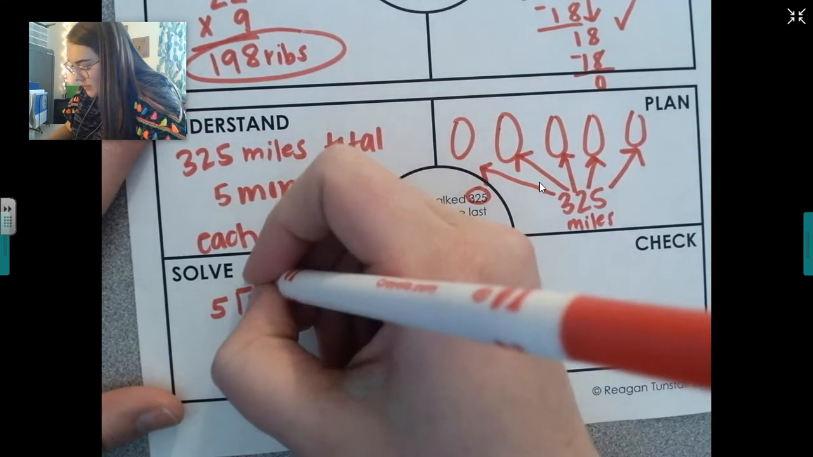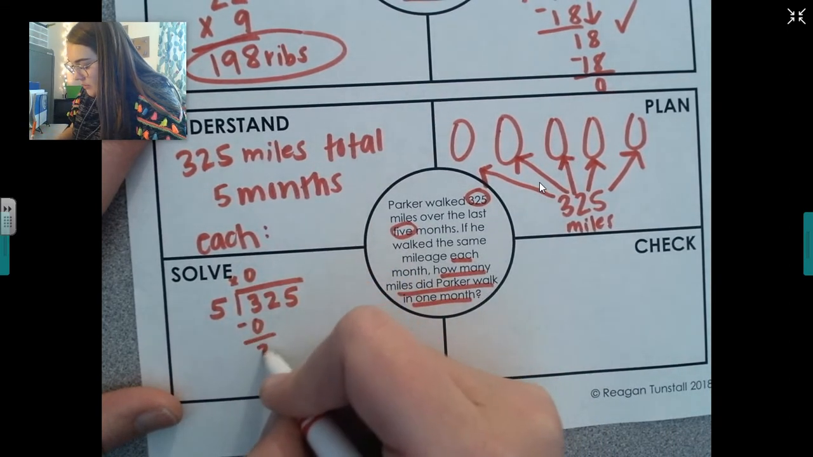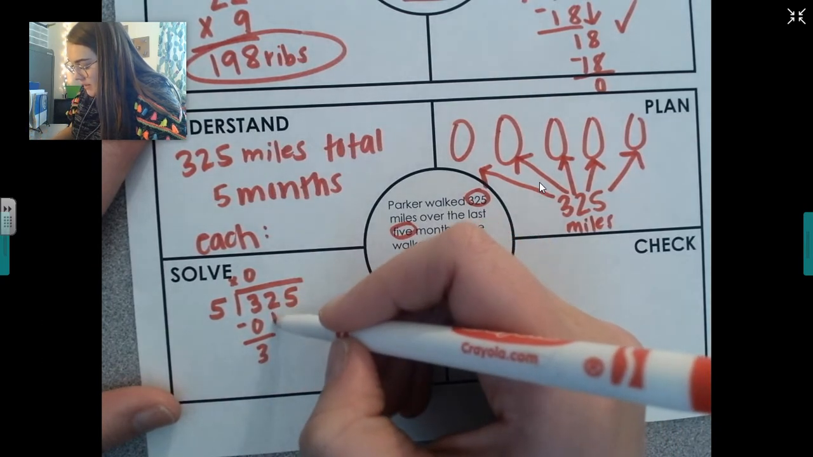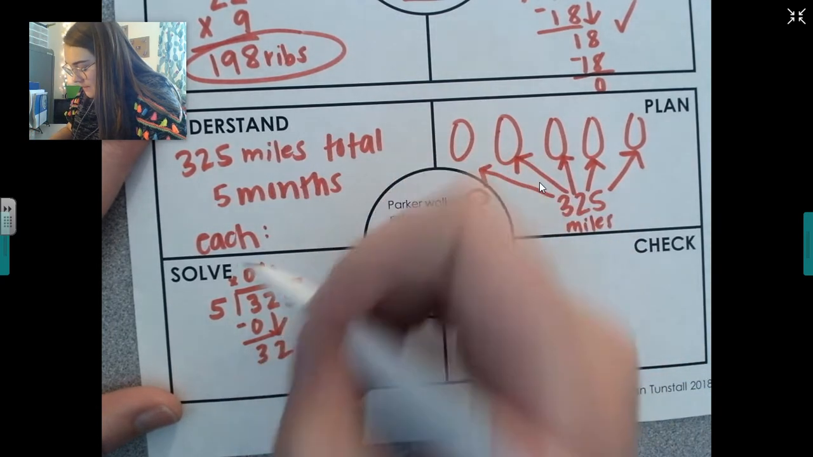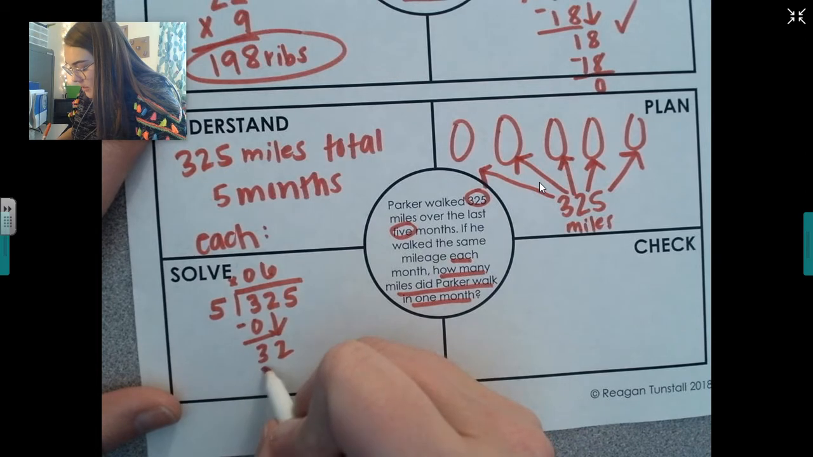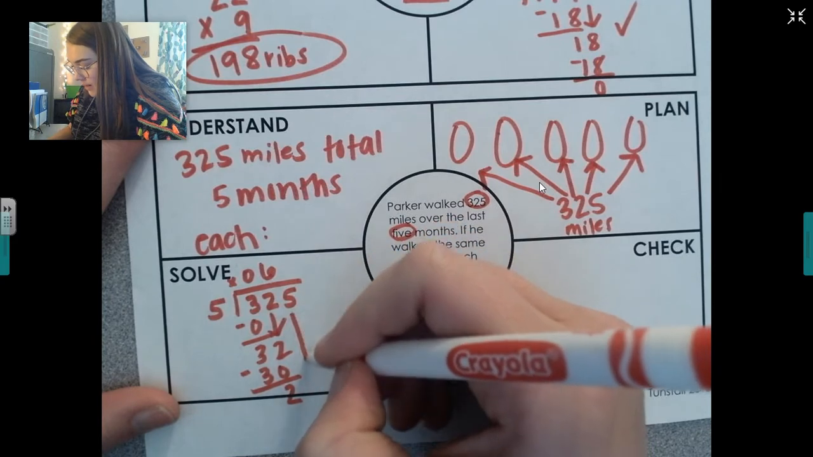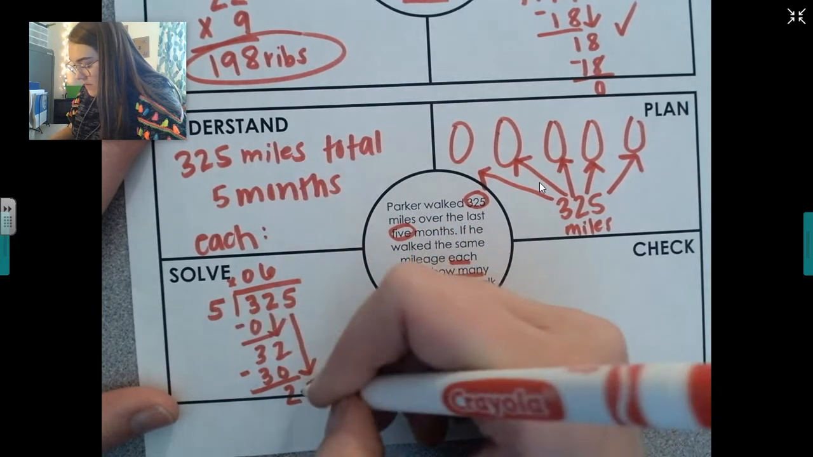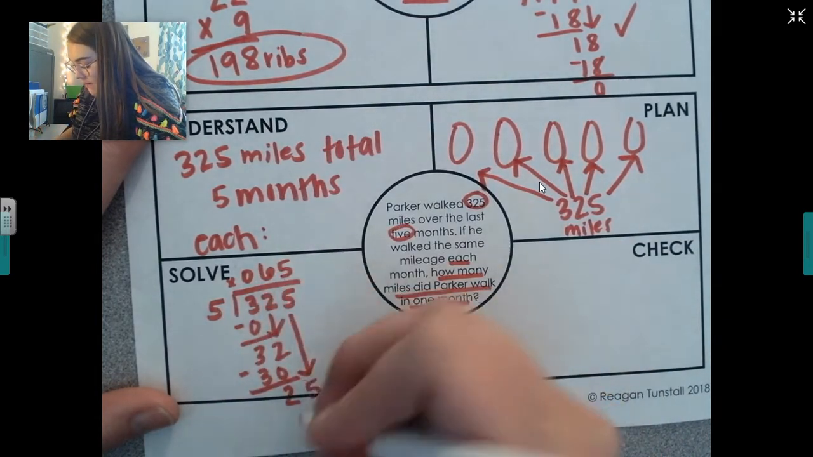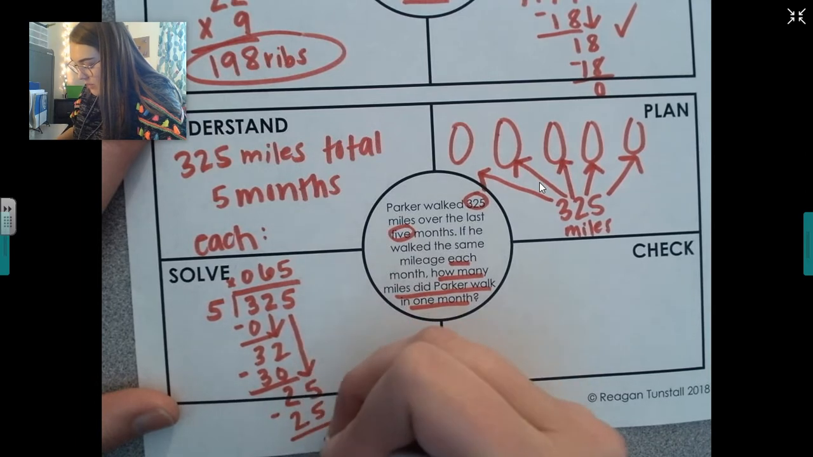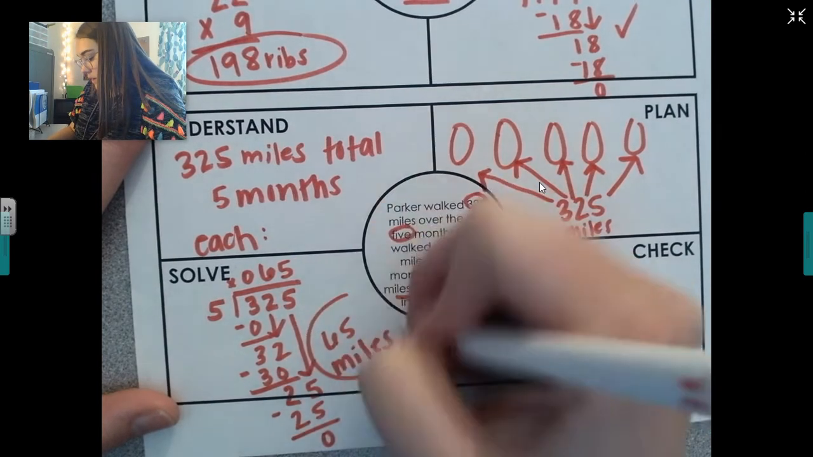5 can't go into 3, so I'm going to put a 0. So 5 times 0 is 0, and I'm going to subtract 3 and 0. Now bring it on down and bring it on back. 5 can fit into 32 6 times. 5 times 6 is 30, and subtract them, I get 2. Now I'm going to bring it on down and bring it on back. 5 can fit into 25 5 times. 5 times 5 is 25, and I'm going to subtract them and get 0. So he did 65 miles in 1 month.